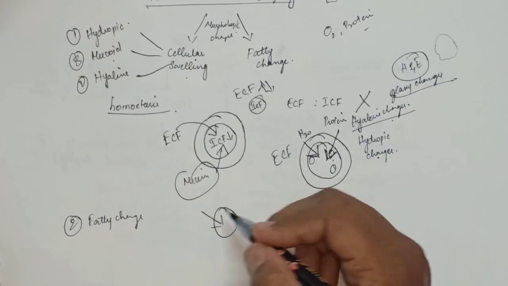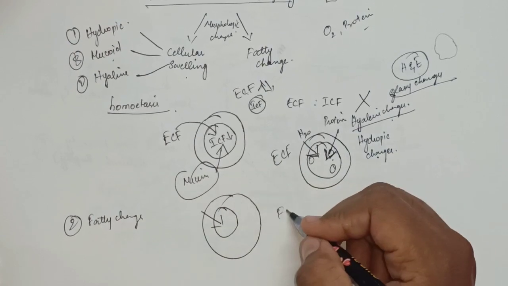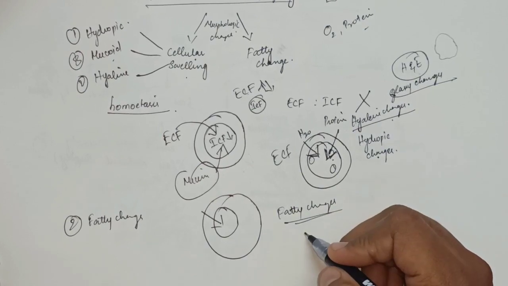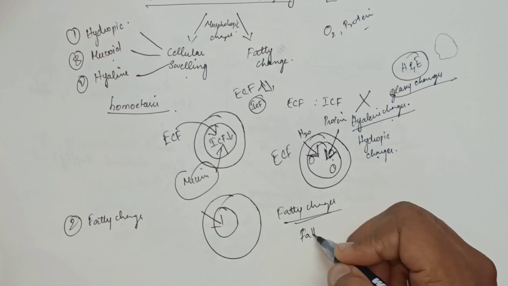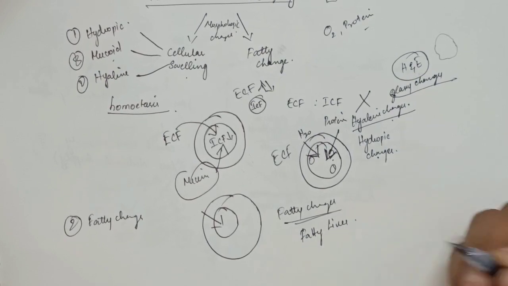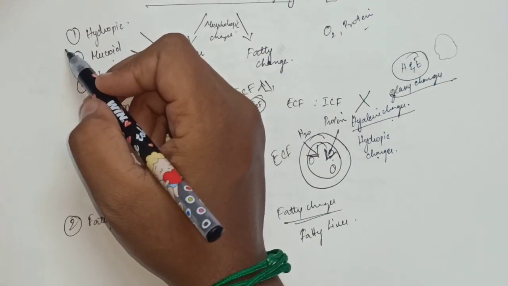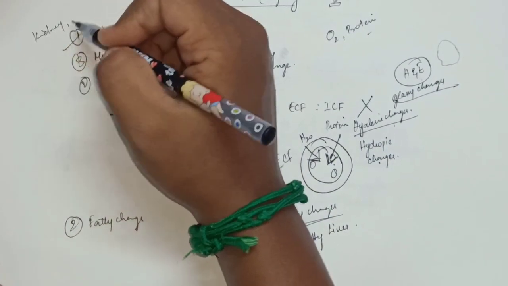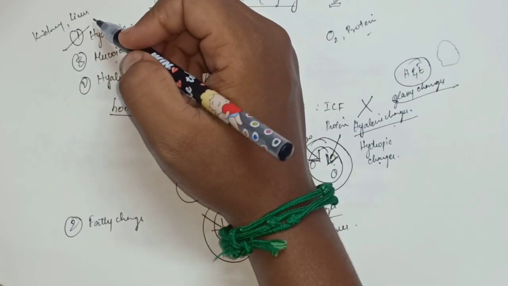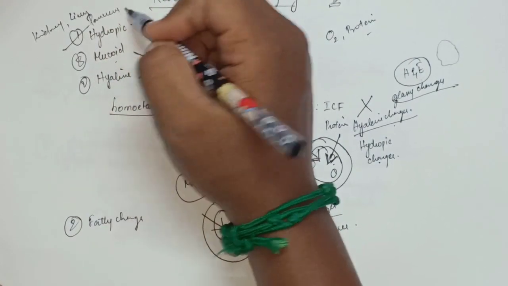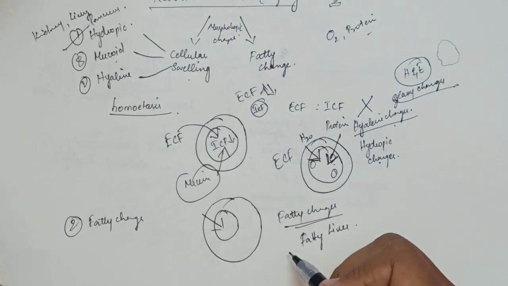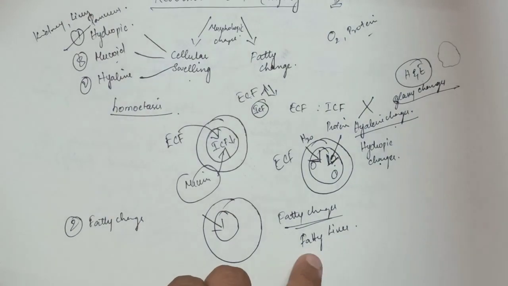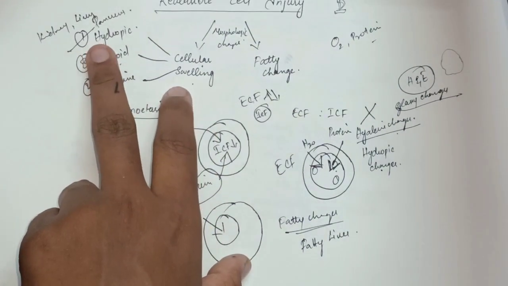And the second one is your fatty change. In fatty change, when the fat goes inside and produces the swelling, that is your fatty change. Okay, it is also called as steatosis. It happens in the liver, heart and kidney area. Hydropic change will occur in kidney, liver and pancreas because of the presence of a high number of water molecules. Okay, fatty change will occur in the liver, heart and kidney.